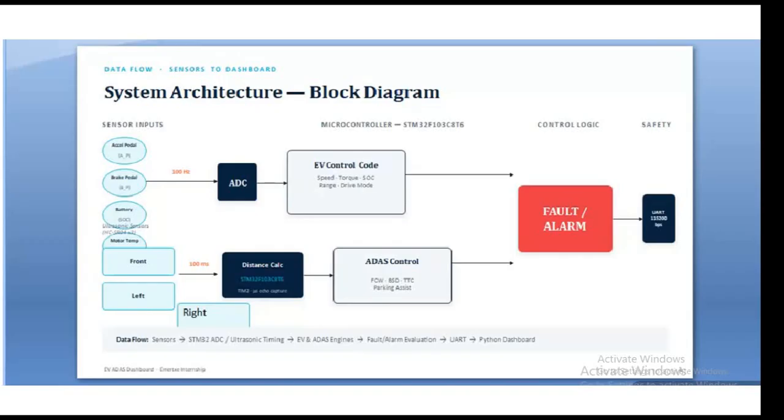When it comes to ADAS, the system uses the data from the ultrasonic sensors. These sensors measure the distance between the vehicle and the objects present at the front, left, and right sides. Based on this distance data, the system performs obstacle detection, collision detection, and blind spot detection to improve driver safety. If any unsafe condition is detected, the system generates fault alarm messages and activates the required alerts. Finally, all the processed EV and ADAS data is transmitted through UART communication to the Python dashboard, where it is displayed in real time for continuous vehicle monitoring.